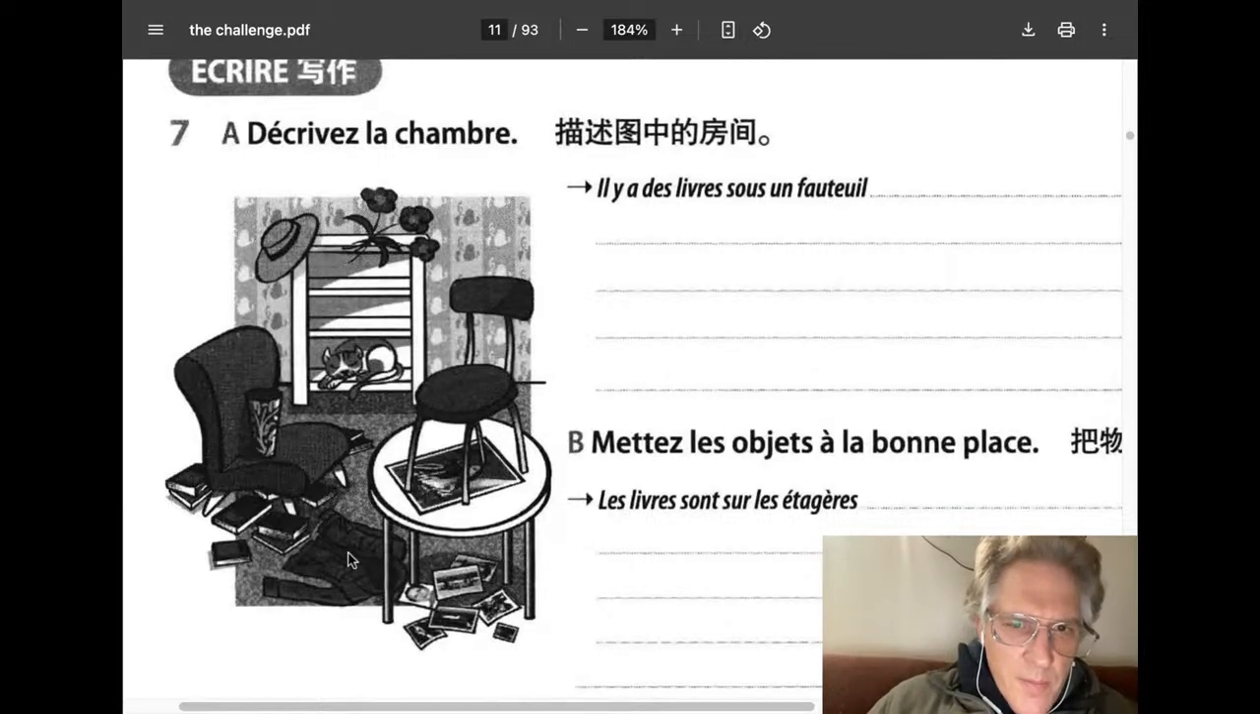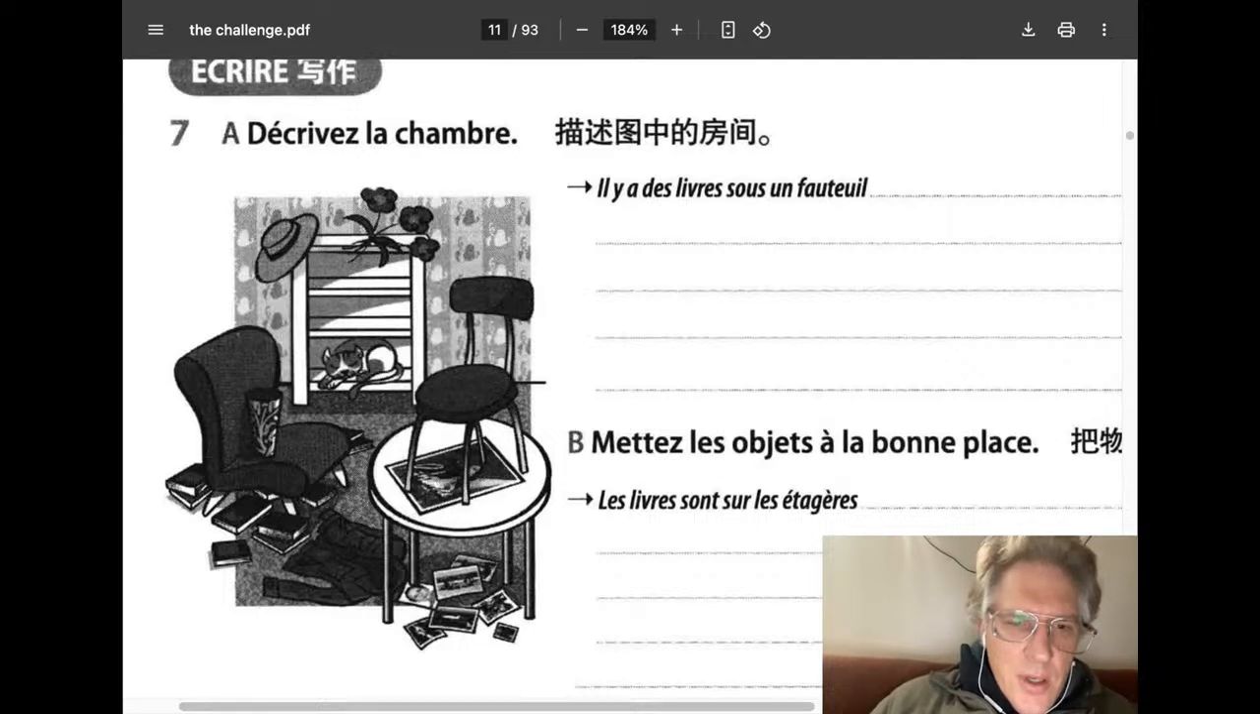What's this? Blouson. Il y a un blouson à côté un fauteuil. Il y a des photos sous la table. Il y a un affiche sur la table. Sur la table, il y a une chaise. Sous la table, il y a un chat.